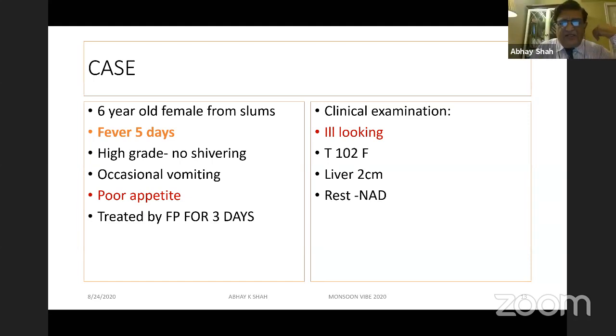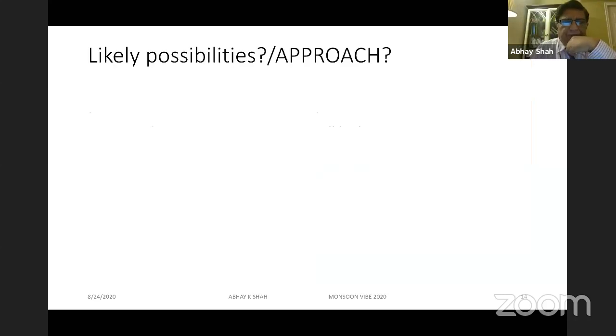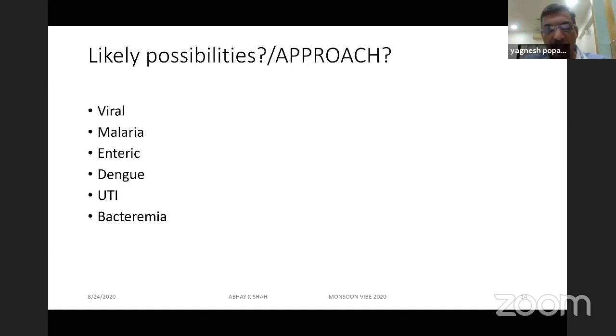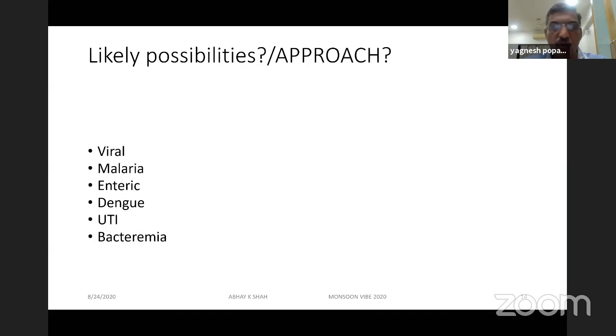So, Dr. Yagnesh, there are 5 or 6 possibilities that have been given. From the history, what do you say? Is it bacterial or viral? This is most likely to be a bacterial infection because the child is already ill looking. Sometimes it does happen in viral infection, which is of extended duration, but here almost 5 days have already gone and the child is ill looking. There are systemic signs of prostration, poor appetite, and others. So probably this is a bacterial infection. One should not miss it.